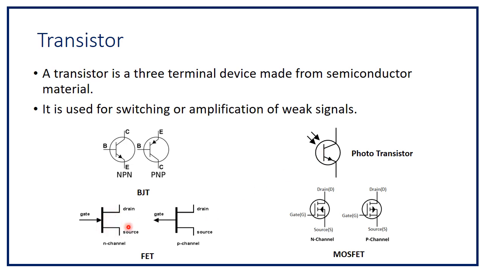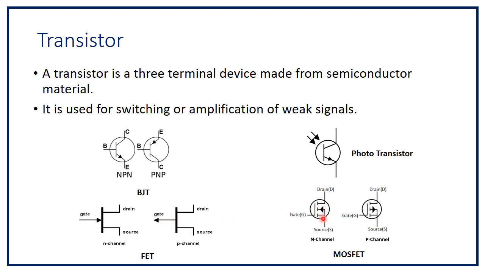This is the symbol of an N channel FET. This is the symbol of a P channel FET. An N channel FET has three terminals: drain, source and gate. In the N channel FET, the arrow is on the gate terminal, which is inward. For the P channel FET, the arrow is on the gate terminal, which is outward.